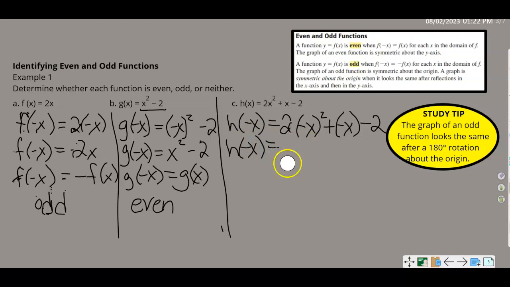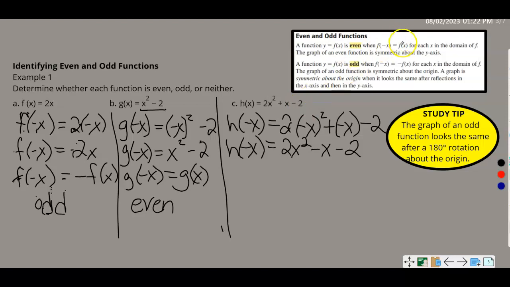So if I want to simplify, I'm going to have h of negative x equals, anything squared is positive. That's going to be a positive. Negative x squared is positive x squared, so that's going to be 2x squared minus x in the middle minus 2. All right, so h of negative x equals 2x squared minus x minus 2. We know that h of x equals 2x squared plus x minus 2.